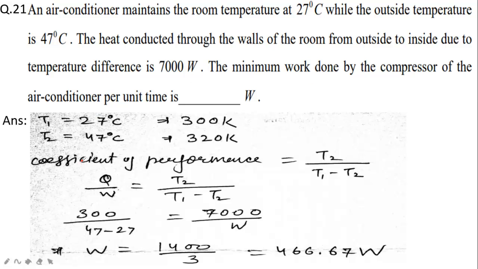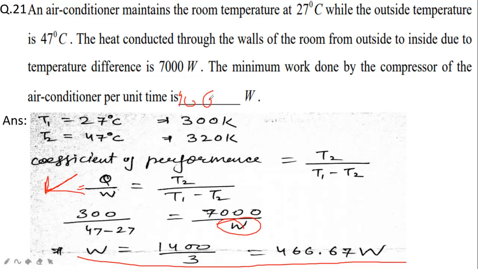Okay, so we have to derive the minimum work, and this is the approach to solve these types of questions. T1 we have been given, T2 we have been given, and we know this is a refrigerator, so we will use the formula of coefficient of performance, kappa, which is equal to Q over W, equal to T2 over T1 minus T2. So just put all these values and you can get the value of W, which is the work done. So W we will get as 466.67 watt. So the answer will be 466.67.